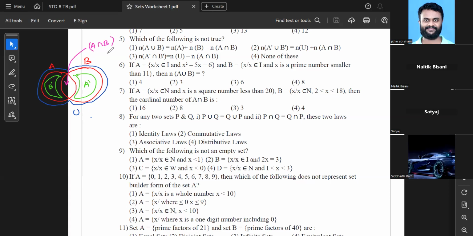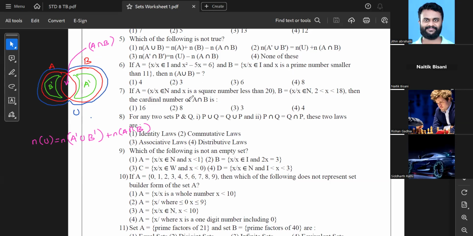I hope I'm clear. This much I'm clear? So what all things are there in the universal set? In the universal set, there is A dash, there is B dash, which means A dash union B dash is there. A dash and B dash have nothing in common between them. So A dash union B dash is there. Apart from that, there is an intersection also. A intersection B is there.